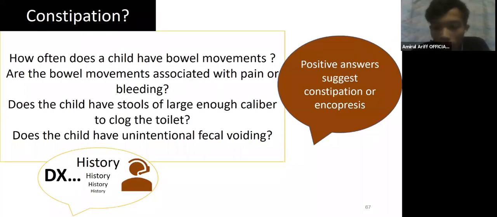Next, constipation. Constipation is also important for us to look for in the patient because constipation can be either the cause or an aggravating factor for enuresis that happens due to other factors. One of the proposed mechanisms on how constipation leads to enuresis is that impacted stool inside the sigmoid colon will restrict the capacity of the bladder. So you ask how often the child has bowel movements, whether the bowel movements are associated with pain or bleeding, whether the child has stools of large enough caliber to clog the toilet, and whether the child has unintentional fecal voiding. We need to ask about fecal incontinence as well because there are studies stating that there is a significant relationship between encopresis and enuresis. So next.